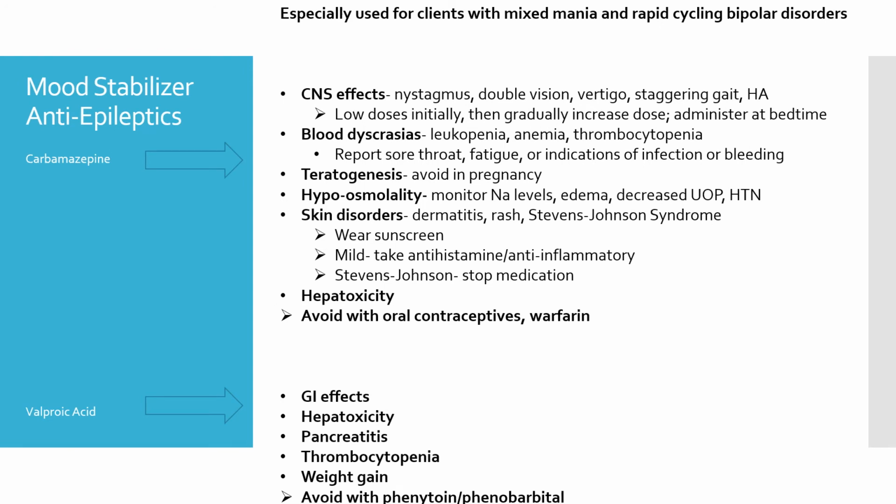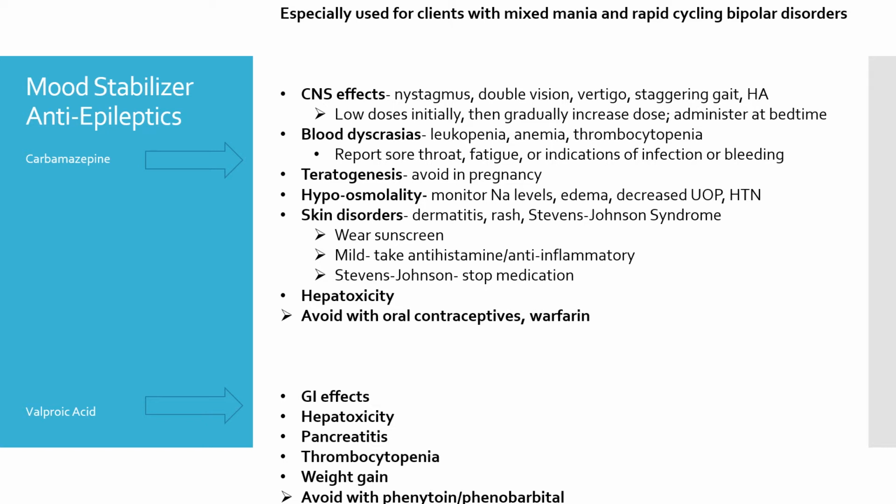Next, we have mood stabilizers for antiepileptics. So we have 2 kind of different sections here. Carbamazepine and valproic acid. Both of these are going to be used for clients with mixed mania and rapid cycling bipolar disorders. For carbamazepine, we have some CNS effects. Make sure you understand what the difference of ataxia, nystagmus, staggering gait, all these different terms mean, especially when we get into the Parkinson's medications. Make sure you know what these terms are. So here we have the nystagmus, double vision, vertigo, staggering gait, and headache.